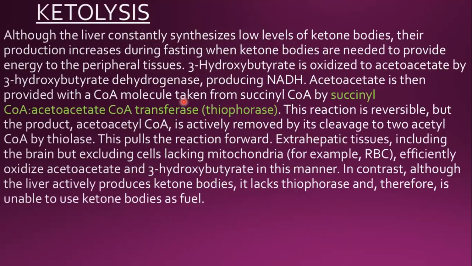Now, ketolysis or utilization of the ketone bodies. Although the liver constantly synthesizes low levels of ketone bodies, their production usually increases significantly during fasting. And during fasting, these ketone bodies are the main source of energy for peripheral tissues. Now, 3-hydroxybutyrate is oxidized to acetoacetate. Okay, remember acetoacetate had undergone reduction to form the 3-hydroxybutyrate. Now, the reverse is oxidation, and the same enzyme will be used, the 3-hydroxybutyrate dehydrogenase. But this time we will produce an NADH.